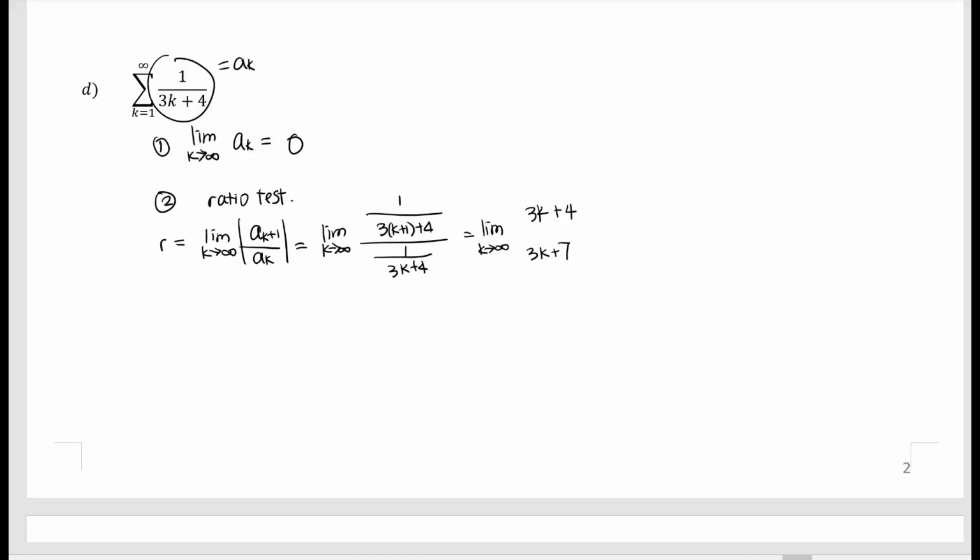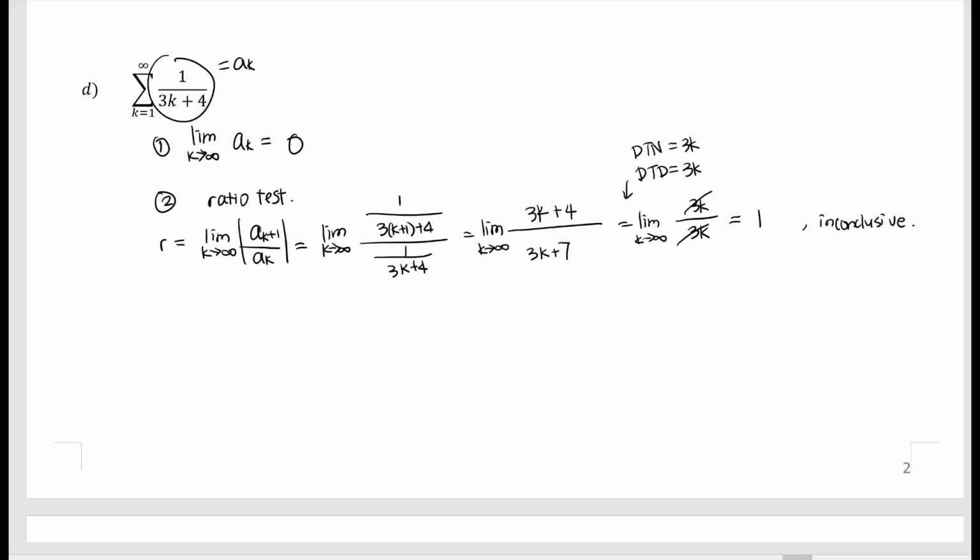So now what happened? When k goes to infinity, the dominant term of the numerator is 3k. The dominant term of the denominator is also 3k. So when we let k go to infinity, we just get 1. Wow. According to our ratio test, if our ratio is 1, then the test is inconclusive, which means you should not use the ratio test for this problem.